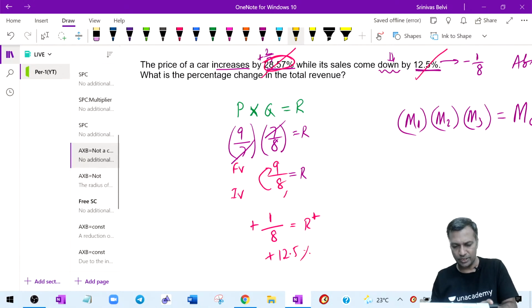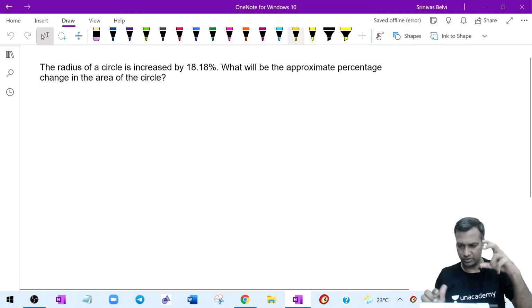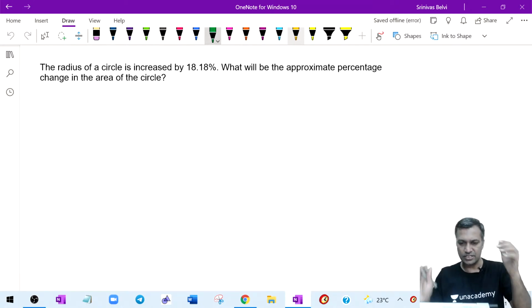You are getting this point. Allow me to do a few more questions. You will understand this. The radius of a circle. So we will come to the depth. We'll come to the depth in the next 10 minutes. So let's do this.